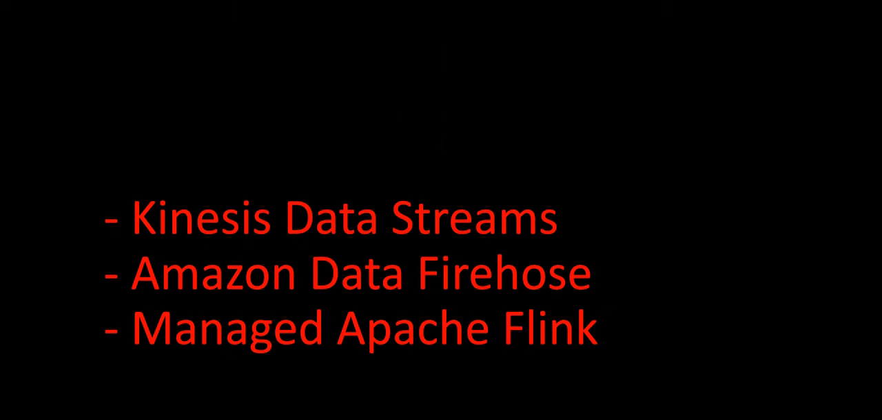In Kinesis there are mainly three components, basically three services. First is Kinesis Data Streams. Next is Amazon Data Firehose, and then there is Managed Apache Flink. Earlier it was called Data Analytics, but its name has changed and it is now Managed Apache Flink.